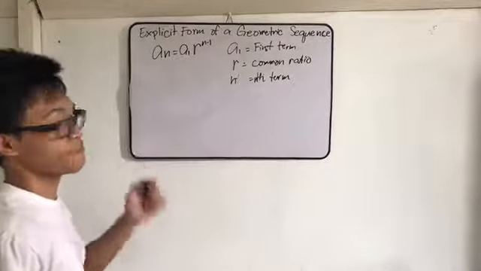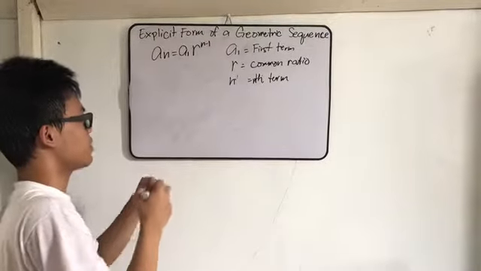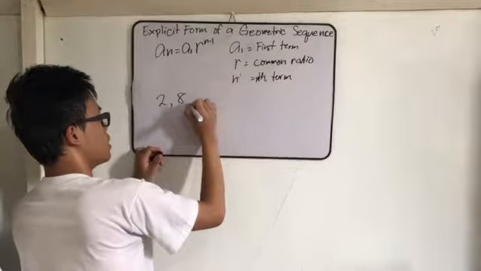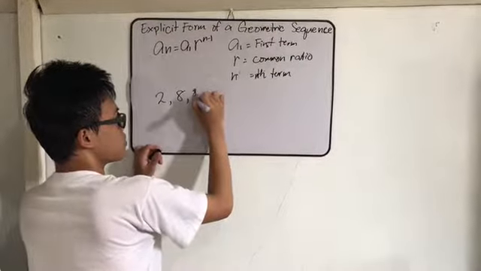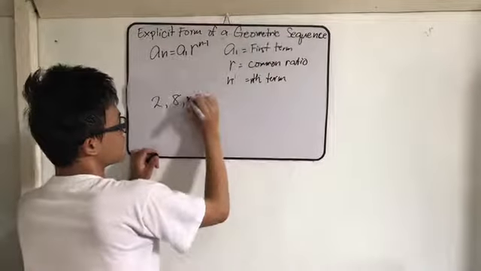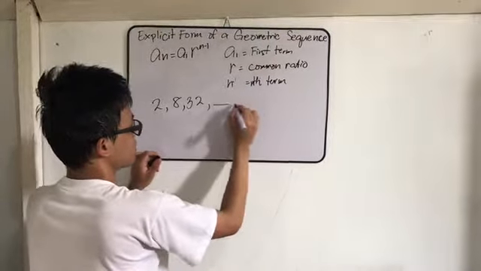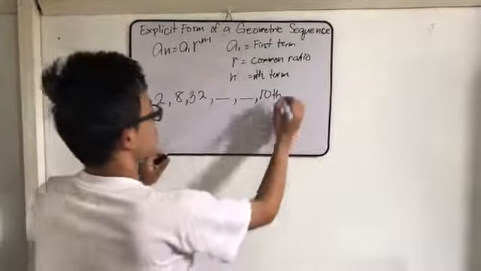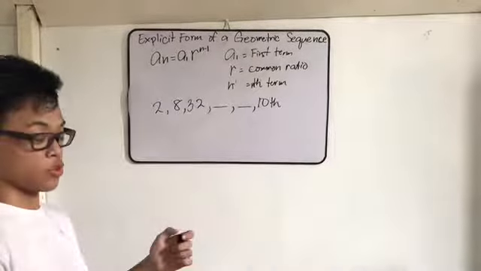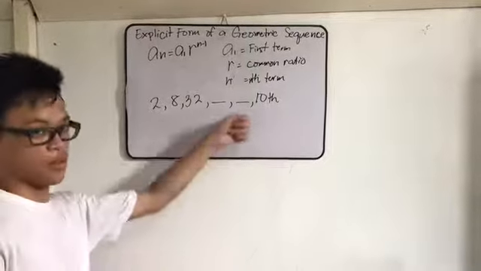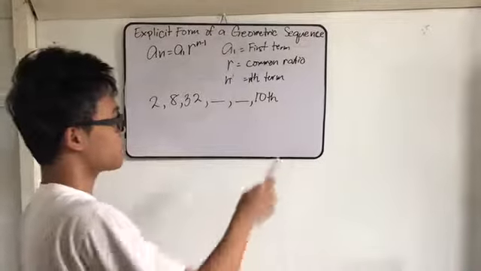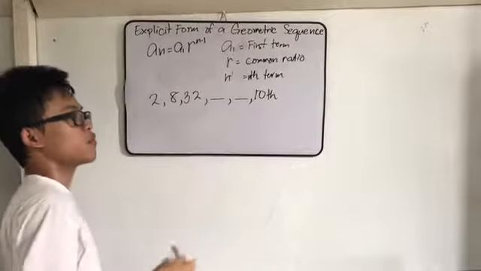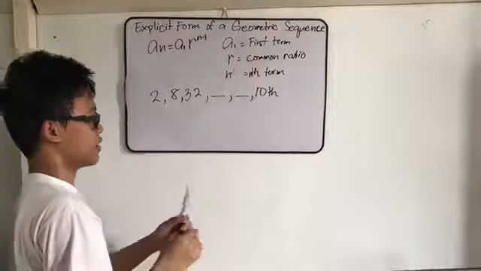So to better understand this, we're going to have an example. We're going to use this example again: 2, 8, 32. So in this example, we're going to use the explicit form to find the 10th term, without knowing the fourth term to the 9th. So we're going to use the explicit form to immediately find the 10th term.